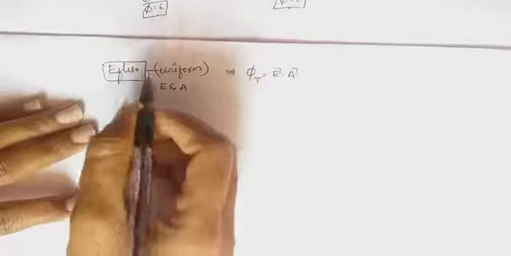Now the general formula for electric flux. We already know the formula for a uniform field and uniform area: the total flux is E dot A. For a continuous body, for a non-uniform field, this is the general formula.